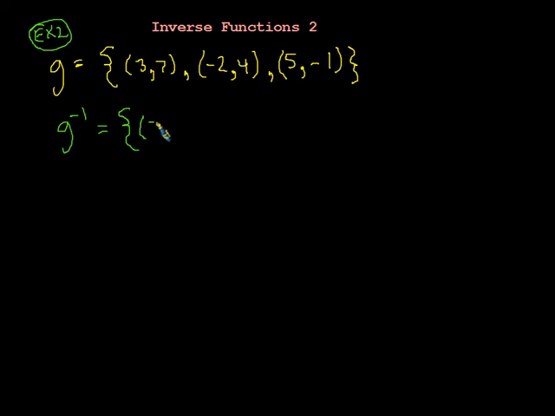All we really got to do is this. I said that the main concept of inverse functions is you switch x and y. So look what I'm doing. I'm going to each ordered pair, and I'm simply switching x and y. That's it. It's that easy.